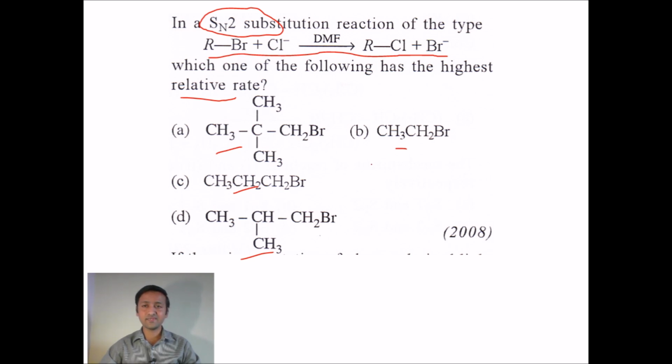So you can see, of all the compounds given here, the one having the fewest carbon atoms is ethyl bromide. So ethyl bromide has the highest reactivity in this reaction because it has only 2 carbon atoms, whereas the others offer more steric hindrance to the nucleophile. That's the reason why they have less reactivity. So the right answer for this question is option B.